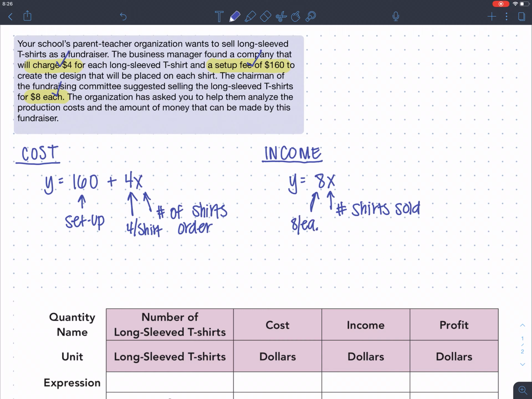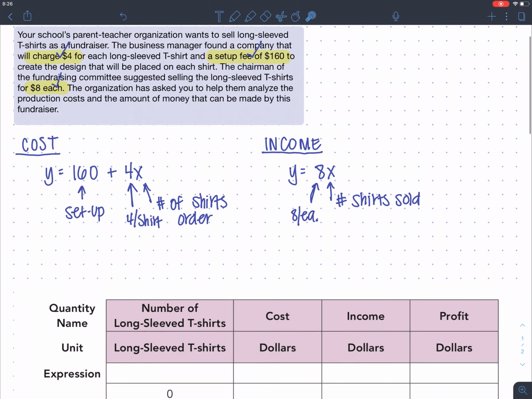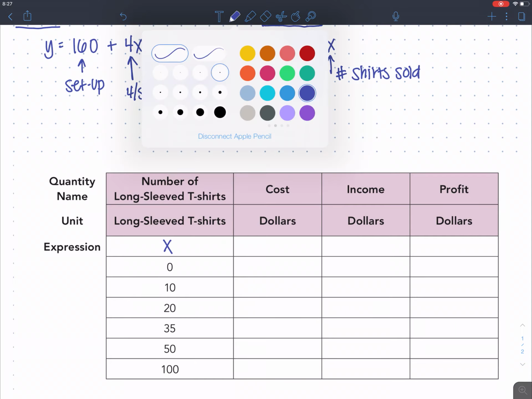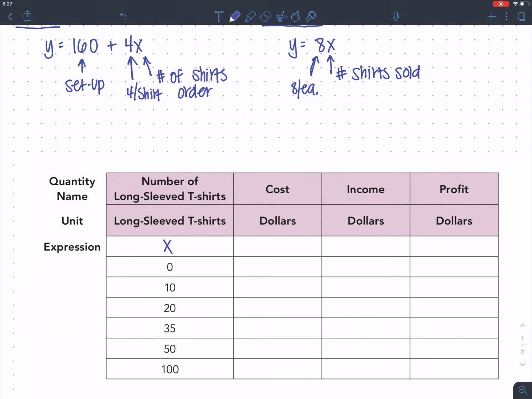Okay, so we have our two equations. We're going to be using a table down here to help us organize our information. So let's put these equations in here. My expression for the number of long sleeve shirts is going to be x. And then the cost in dollars, that expression is this one here. So I'm going to put that in here, 160 plus 4x.